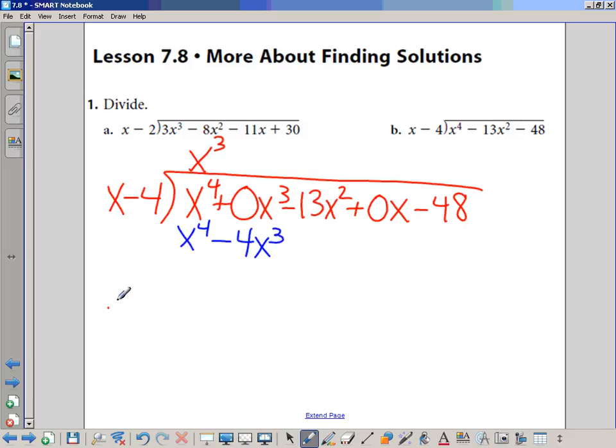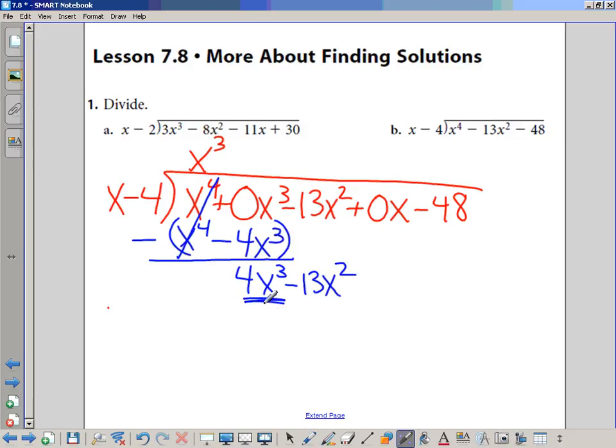4x cubed. It's very important to put a line under it and subtract the whole quantity. Otherwise, your signs will be messed up. The x to the 4ths cancel because we're subtracting. No x cubed, double minus 4x cubed is 4x cubed. Bring down just the next part, negative 13x squared.